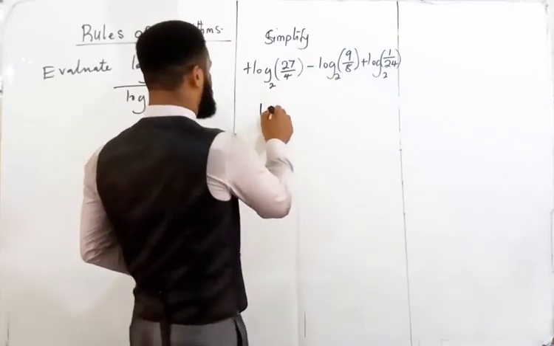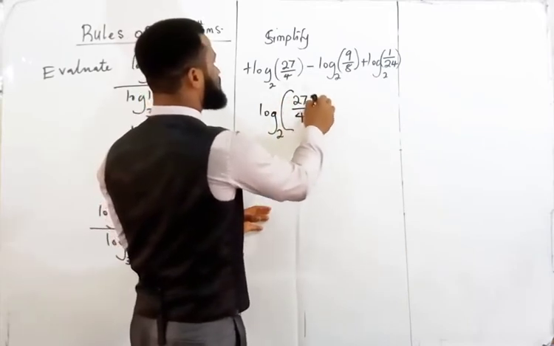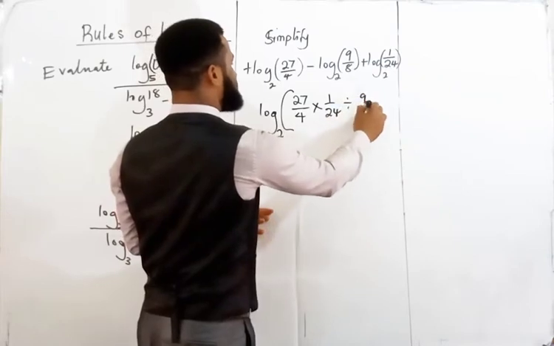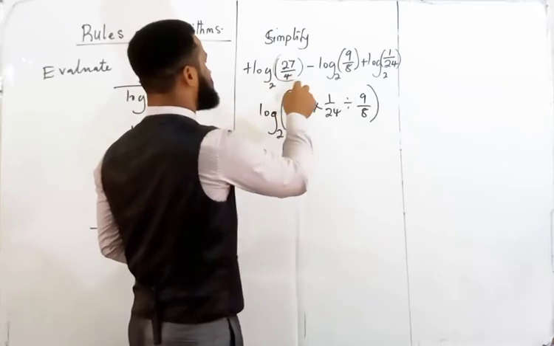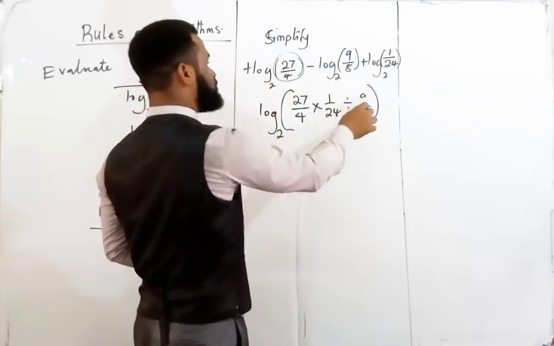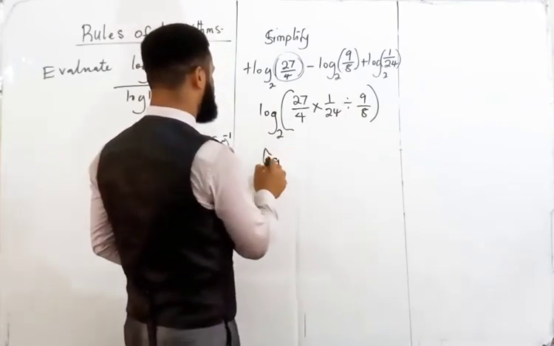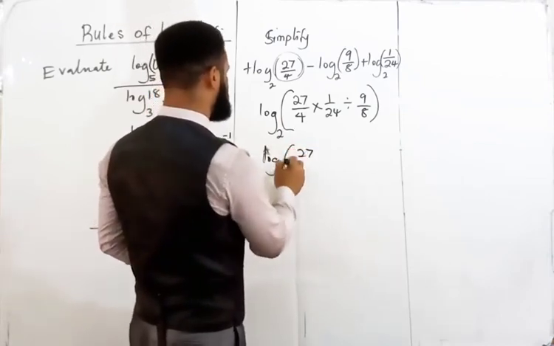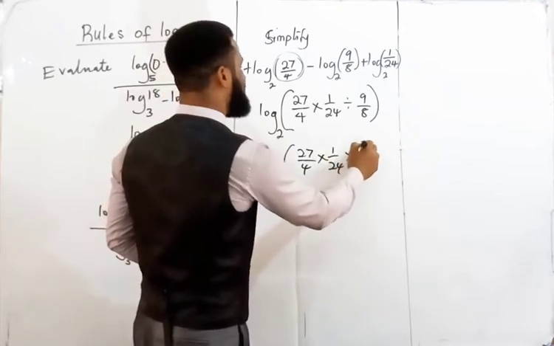So this is log base 2, open your bracket, 27 over 4 times 1 over 24, then divide by 9 over 8. Because positive and positive will multiply. This is positive, it will multiply with this, while this is negative log, it will divide. That is the rule. So we now have log of 27 over 4 times 1 over 24 times 8 over 9.